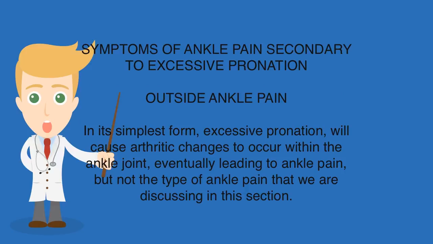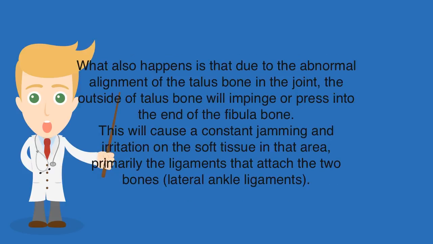Symptoms of ankle pain secondary to excessive pronation. Outside ankle pain. In its simplest form, excessive pronation will cause arthritic changes to occur within the ankle joint, eventually leading to ankle pain, but not the type of ankle pain that we are discussing in this section. What also happens is that due to the abnormal alignment of the talus bone in the joint, the outside of the talus bone will impinge or press into the end of the fibula bone. This will cause a constant jamming and irritation on the soft tissue in that area, primarily the ligaments that attach the two bones, the lateral ankle ligaments.